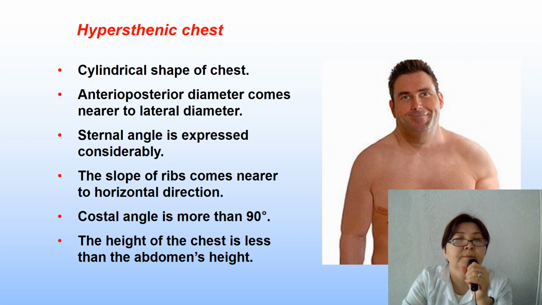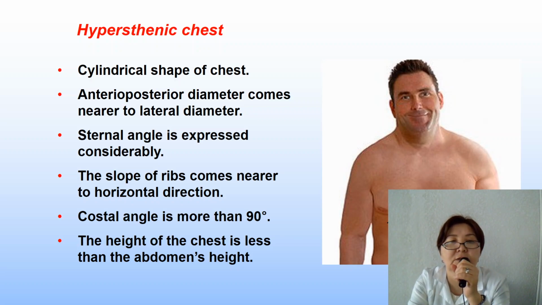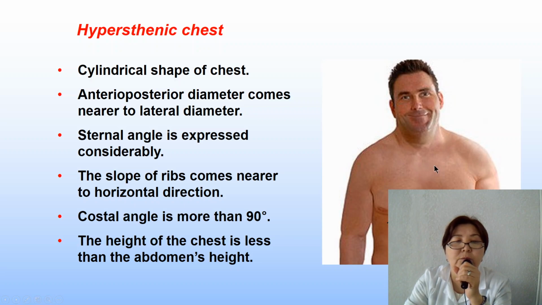Hypersthenic chest, characterized by cylindrical shape of chest. Anteroposterior diameter comes nearer to lateral diameter. Sternal angle is expressed considerably. The slope of ribs comes nearer to horizontal direction. Costal angle is more than 90 degrees. The height of the chest is less than the abdomen's height.